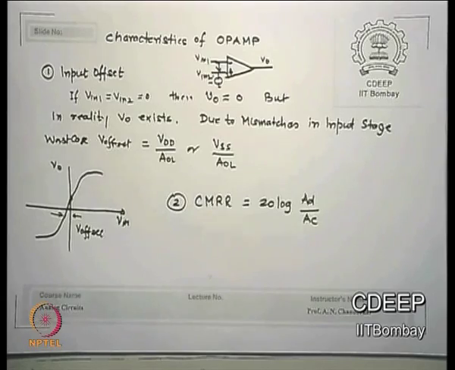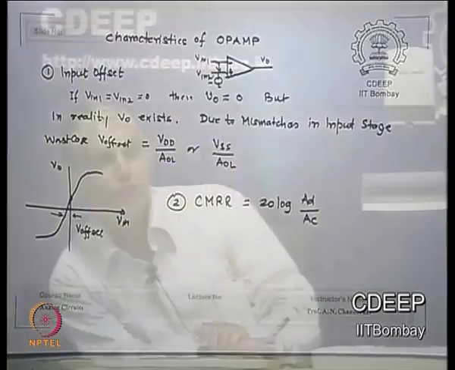Of course, we will not look into this. There are two kinds of offset. Which can be two kinds? Any random, this is one of them, can be random offset, okay. The other can be systematic offsets.